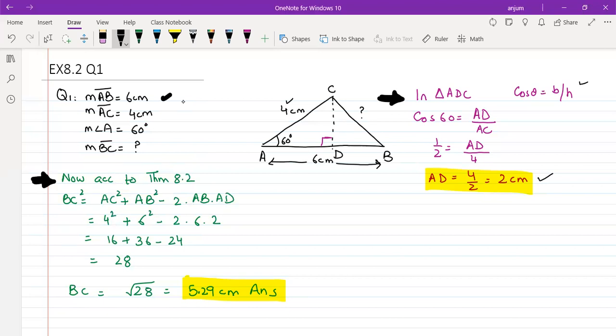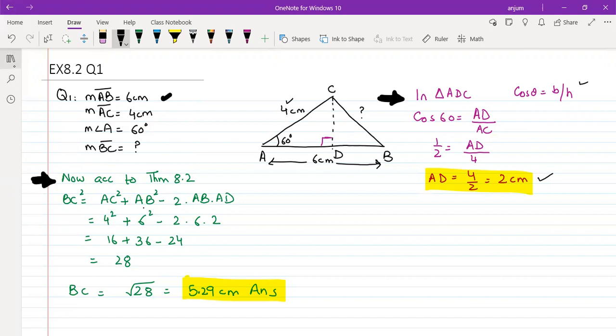Now according to theorem 8.2, if we apply it to this diagram, it will become BC square is equal to AC square plus AB square minus 2 into AB into AD. By putting all the values here, AC is 4, AB is 6, and AD is 2, and adding and subtracting these, we get BC square is equal to 28. By taking its square root, it will be 5.29 centimeter, which is its answer.